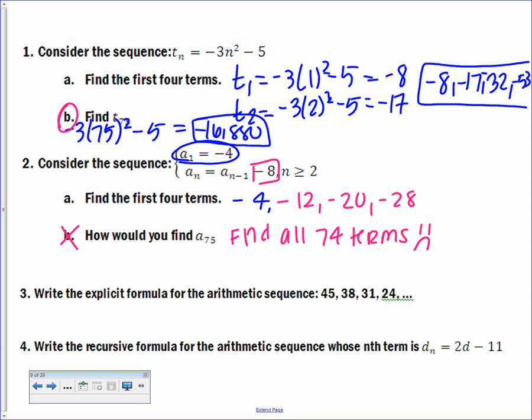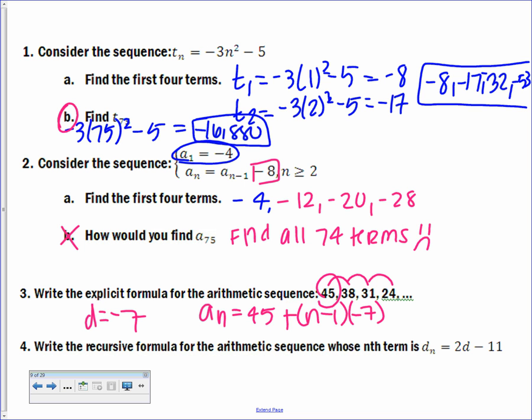Number 3 says write the explicit formula for this sequence. The first thing you need to figure out is the difference. What are you doing each time? To get from 45 to 38, 38 to 31, and so on, you are subtracting 7 each time. So to plug it into that formula at the top of your page, it says A sub n equals A sub 1, which means the first term, so 45, plus n minus 1 times your difference. That's the first step.